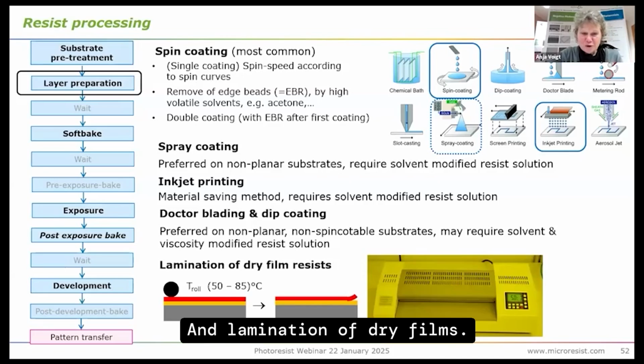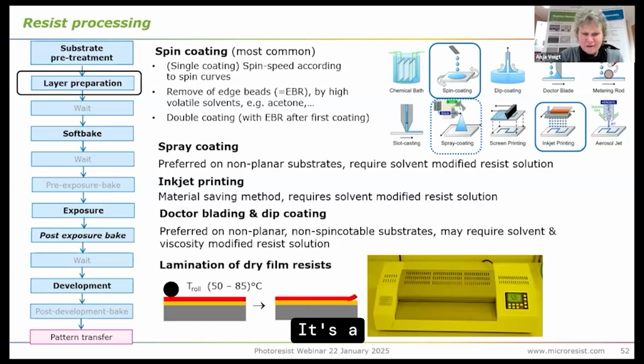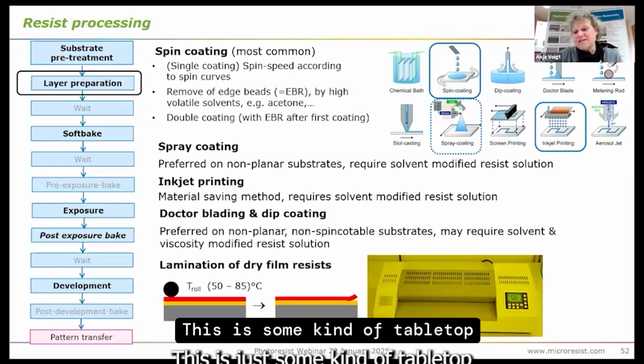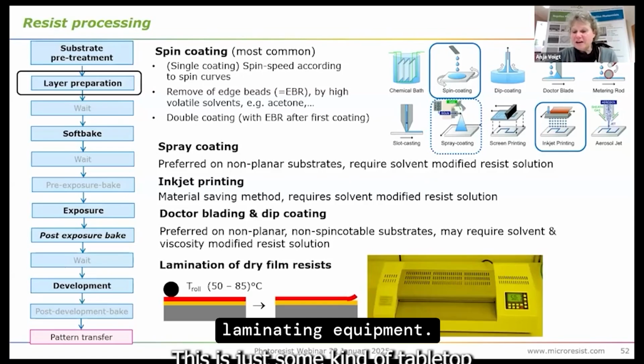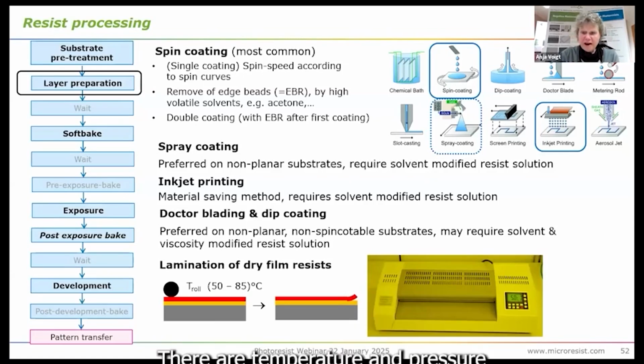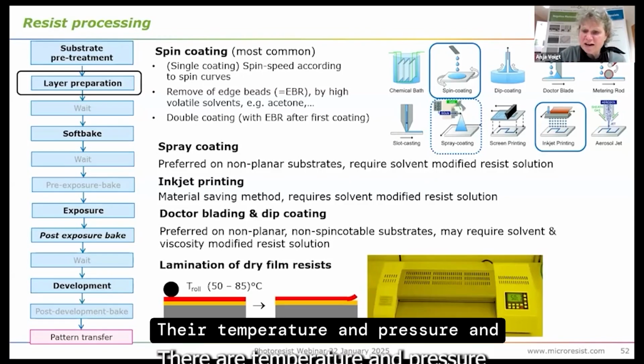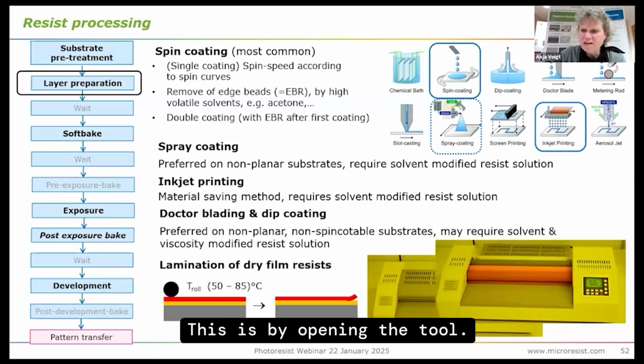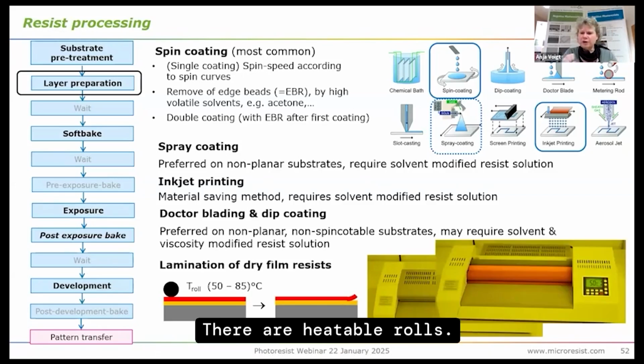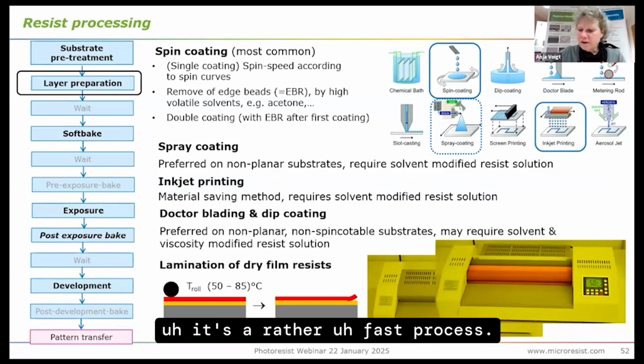And lamination of dry films. It's a rather easy, fast process. This is some kind of tabletop laminating equipment. Temperature, pressure and speed can be tuned. This is by opening the tool. There are heatable rolls. It's a rather fast process.